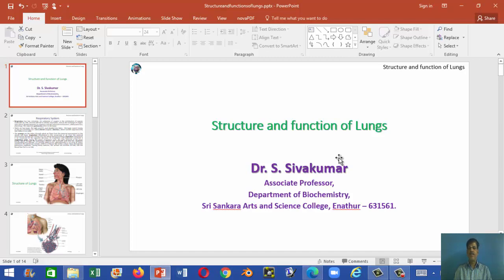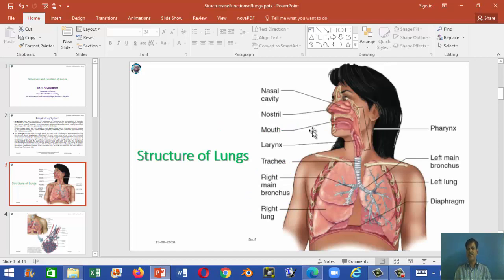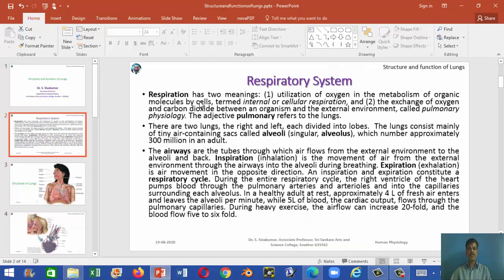The fourth unit of the first section of the physiology paper. The title of today's presentation is Structure and Function of Lungs. When you talk about the structure of lungs, the lungs play a vital role in the respiration process.